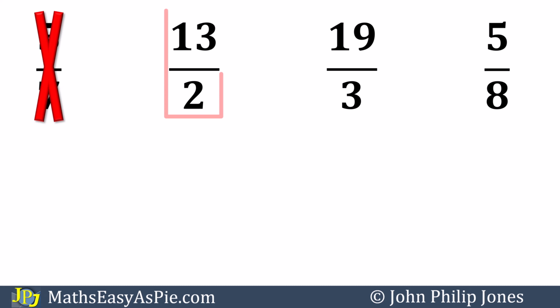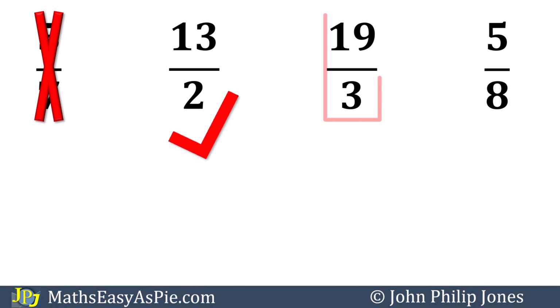If we look to this one, we have 13 over 2. 13 is bigger than the 2. Consequently, this is a top-heavy fraction. Turning our attention to this one, we can see that the numerator is 19 and the denominator is 3. Consequently, because the numerator is bigger, larger, heavier than the denominator, this is a top-heavy fraction.